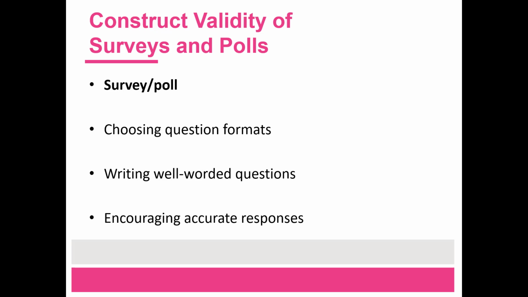So let's talk about surveys and polls. For our purposes, these two terms mean the same thing. They are a method of asking people questions, either face-to-face, over the phone, on written questionnaires, or simply online. Let's also remember that construct validity is an assessment of how well our method of questioning truly gets at the idea, or construct, we are intending to measure. It's how well we are operationalizing our construct. We're going to go over these three main subsections in our discussion of the construct validity of surveys and polls: choosing question formats, writing well-worded questions, and encouraging accurate responses.